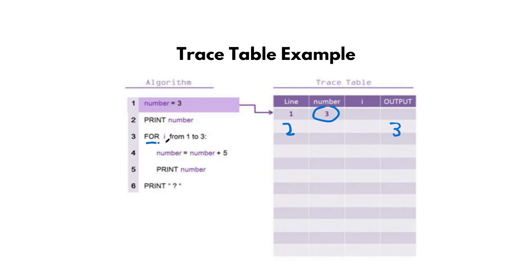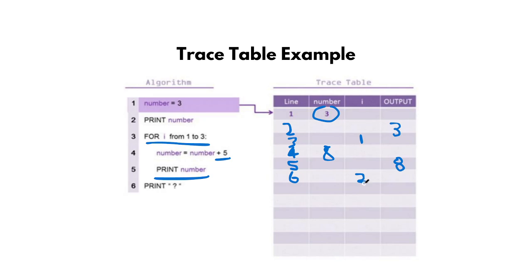And for this one, for I from 1 to 3, this is a for loop. So when I is equal to 1, that is the first time you're running through the loop. In the first time running, on line 4, the number would be 8, because number right here is 3, right? And number plus 5, 3 plus 5, is 8. And then you would print the number, because it says print here. Print number 8. That is step 5.